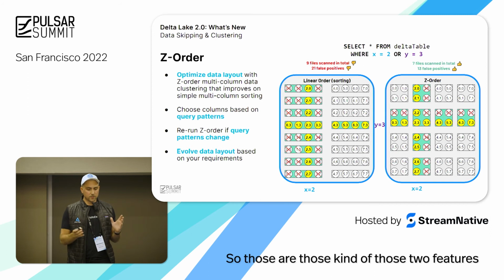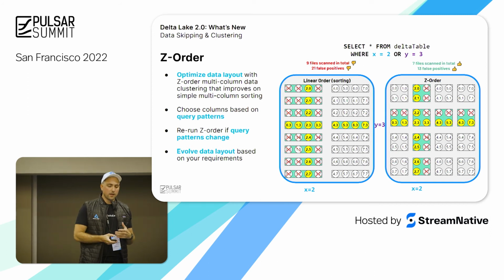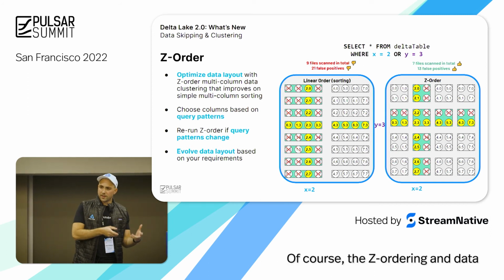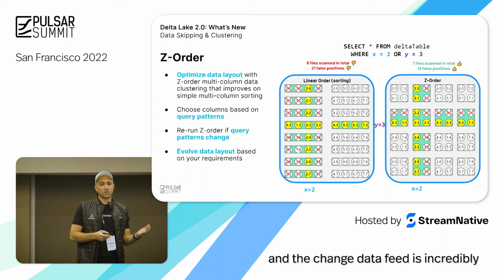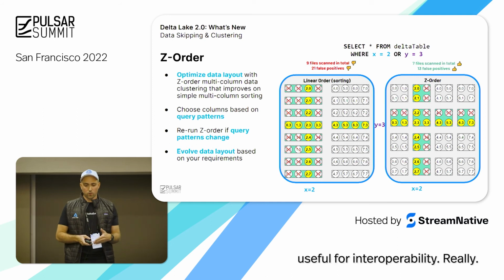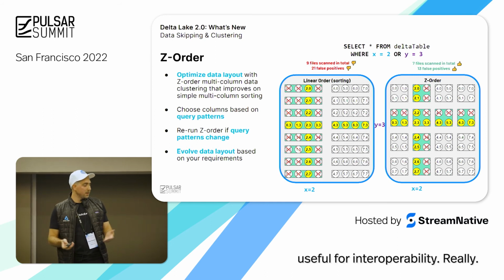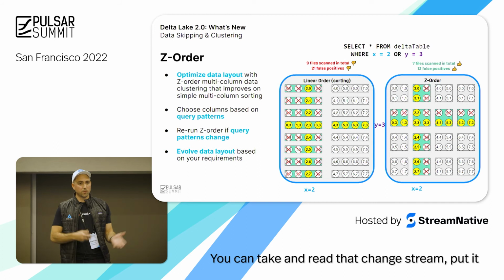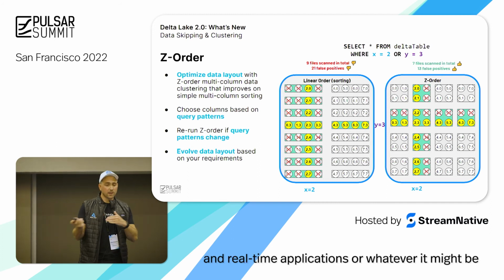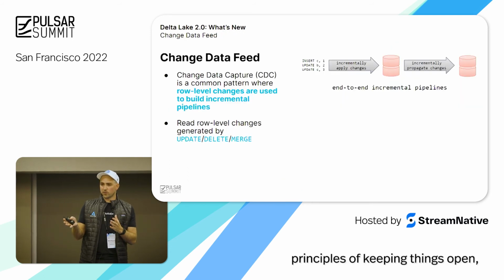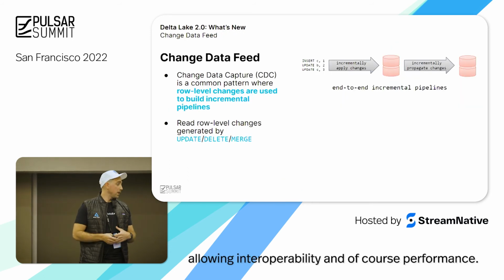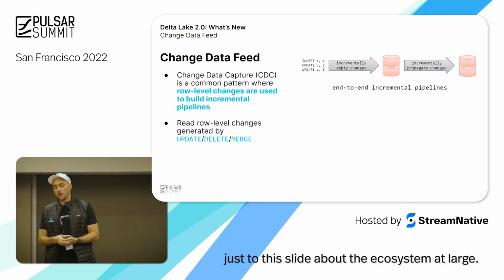Awesome. So those are the two features that I wanted to highlight. Of course, the Z ordering and data layout things that exist in Delta Lake are super useful for performance. And the change data feed is incredibly useful for interoperability, really. You can take and read that change stream, put it somewhere else, utilize it somewhere else in real-time applications, whatever it might be. So it speaks to the Lakehouse principles of keeping things open, allowing interoperability, and of course, performance. And that leads us to this slide about the ecosystem at large.